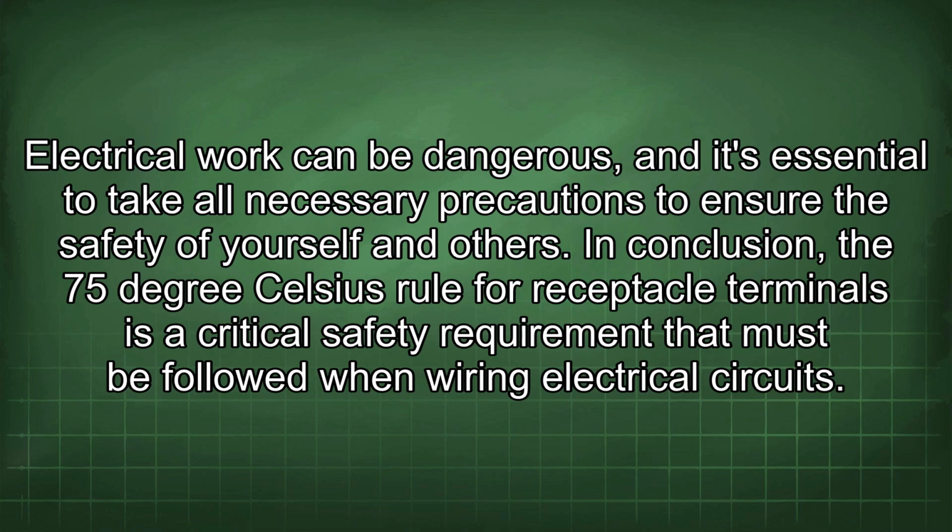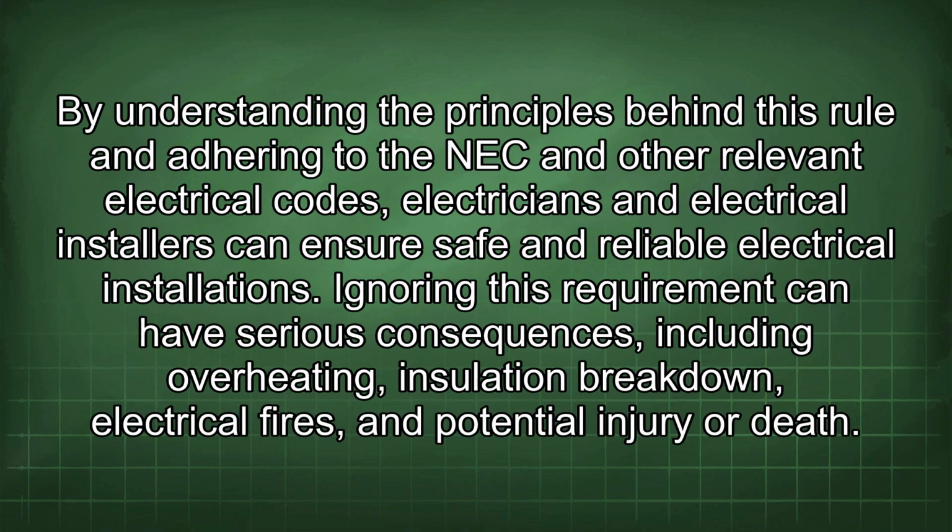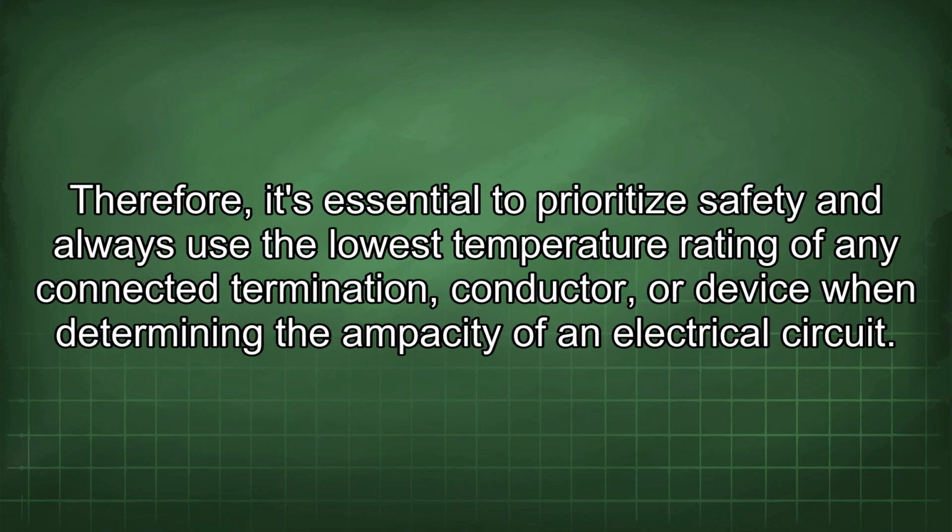In conclusion, the 75°C rule for receptacle terminals is a critical safety requirement that must be followed when wiring electrical circuits. By understanding the principles behind this rule and adhering to the NEC and other relevant electrical codes, electricians and electrical installers can ensure safe and reliable electrical installations. Ignoring this requirement can have serious consequences, including overheating, insulation breakdown, electrical fires, and potential injury or death. Therefore, it's essential to prioritize safety and always use the lowest temperature rating of any connected termination, conductor, or device when determining the ampacity of an electrical circuit.